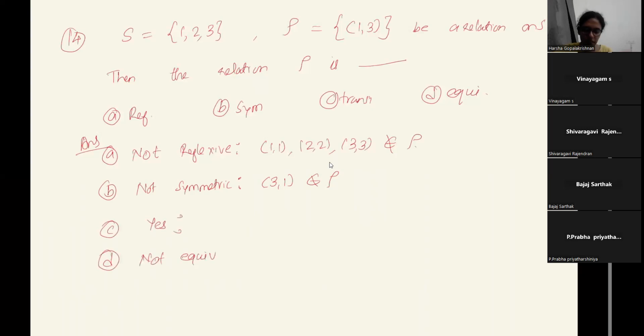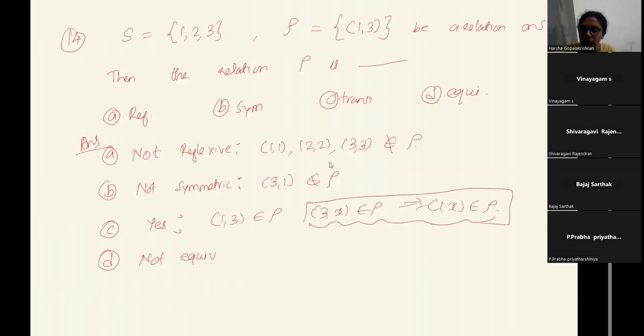Now coming to the transitive condition. What is the condition for transitivity? If a is related to b and b is related to c, then a should be related to c. Here we have only one trivial element, (1, 3) in rho. But there is nothing to check here. If some (3, x) were in rho, then only we would need to check whether (1, x) belongs to rho or not. Here such an element does not exist, so this condition trivially holds. The transitivity condition holds trivially.